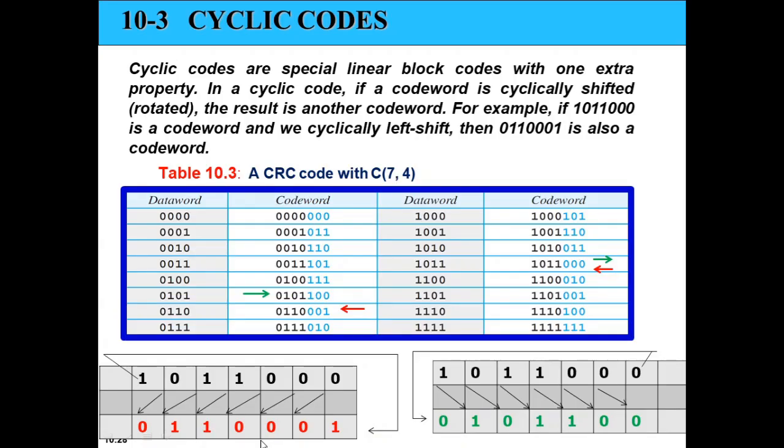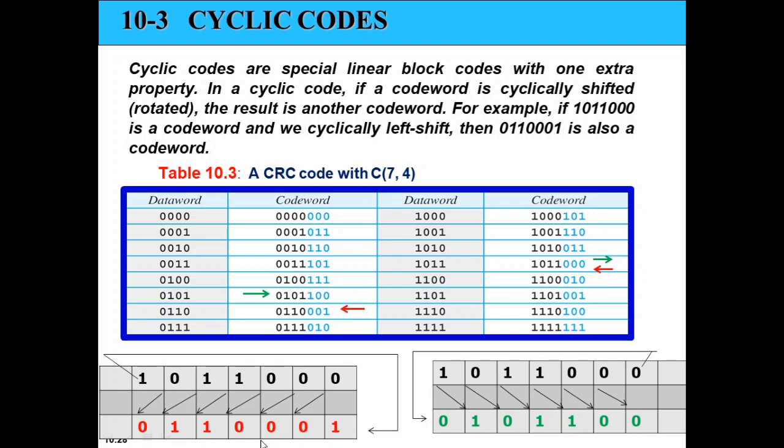So the previous topic we saw was linear block codes. What are linear block codes? If you take any two code words of the same size and perform XOR, and the resulting block code belongs to the valid code words, then that is called a linear block code. One extra property is added to the linear block code, and that we call a cyclic code.